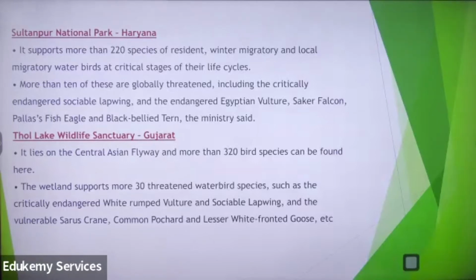Then I have Thol Lake Wildlife Sanctuary in Gujarat, which is part of the Central Asian Flyway. It supports 30 threatened waterbird species, including white-rumped vulture, sociable lapwing, Sarus crane, common pochard, and lesser white-fronted goose.